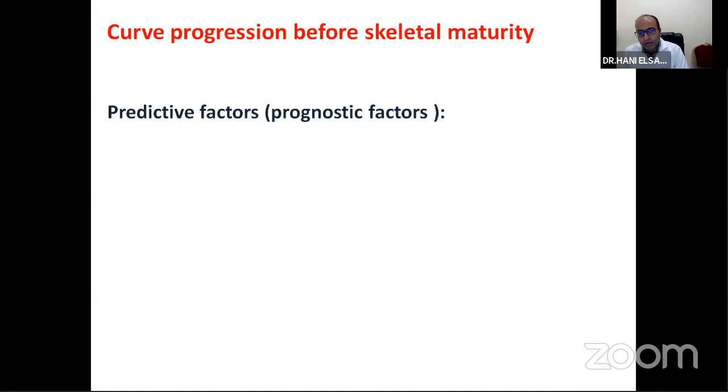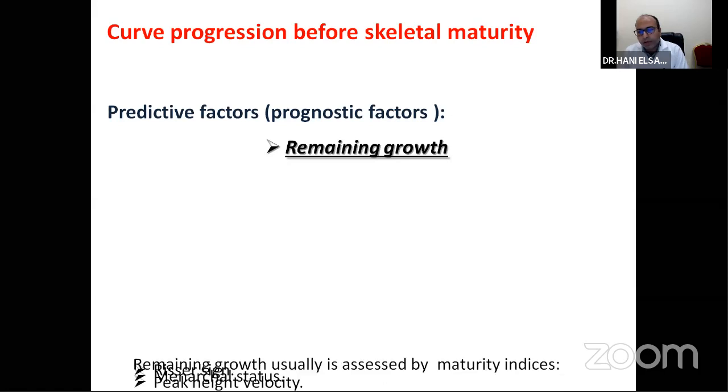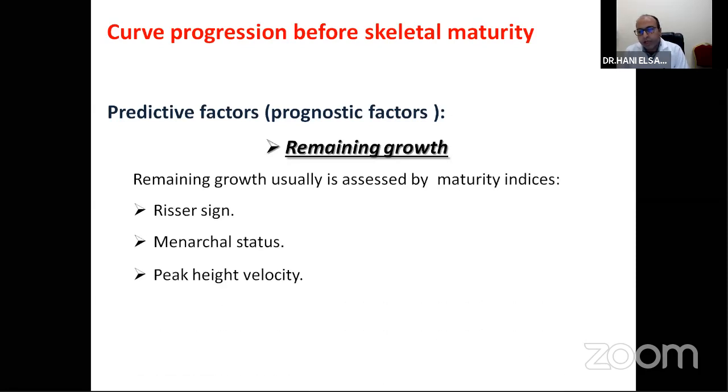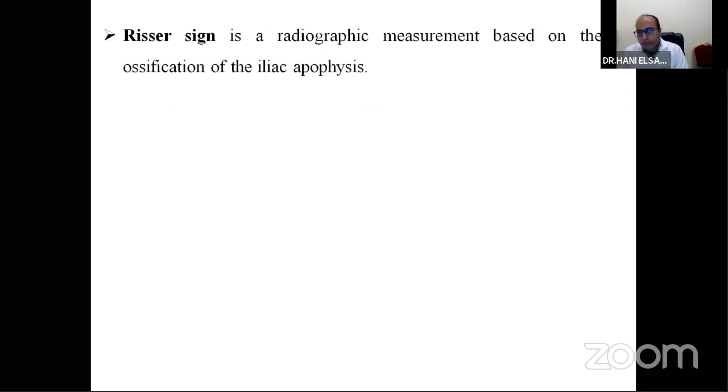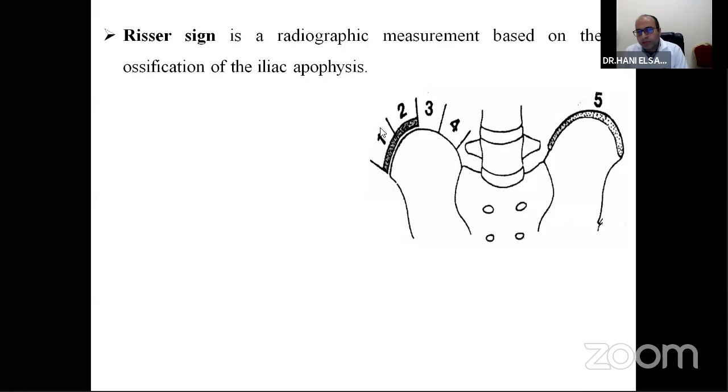This can be predicted by the following factors. The most important, first of all, is the remaining growth potential, which can be assessed by the following maturity indices. First, the Risser sign. It is a radiographic measurement based on the ossification of the iliac apophysis. As we see in stage number 1, only 25% of the iliac apophysis is ossified, and in stage 5, all the iliac apophysis is ossified and fused with the ilium.